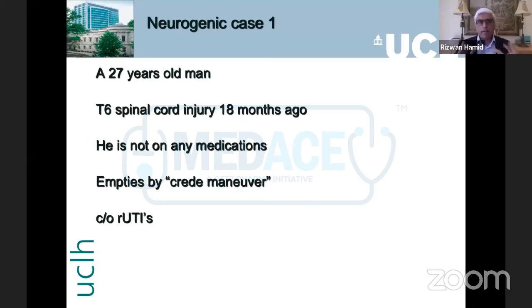I am going to concentrate on the urodynamics evaluation of a given case. I'm not going to diverge too much into the controversies or the long-term treatments. We have got a case. When we do the urodynamics, what do we find and how do we go about it? So here I've got a case. It's a 27-year-old man who's got a T6 spinal cord injury about 18 months ago, not on any medications, empties by a Credé maneuver, and complains of recurrent infections. So we elected to do urodynamics.